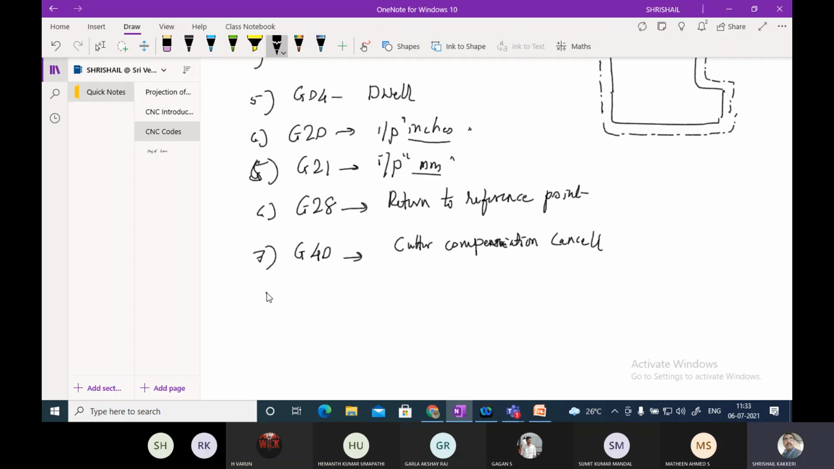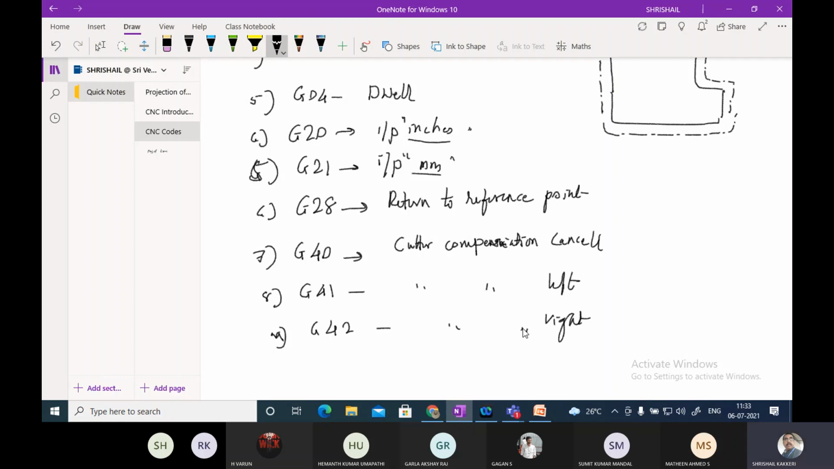Cutter compensation cancel is G40. G41 is cutter compensation to left. And the next one, G42, is cutter compensation to right.